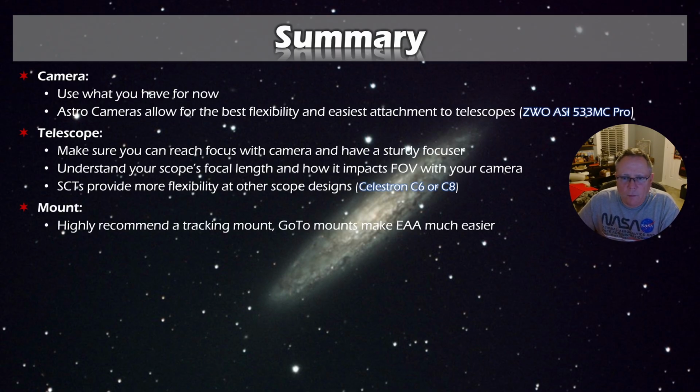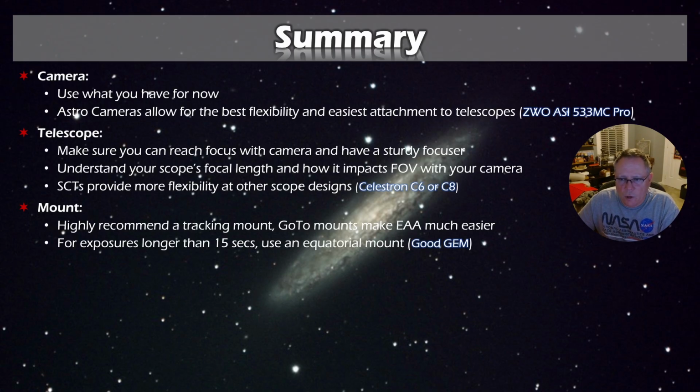In terms of mount, I highly recommend that you get a tracking mount. Go-to mounts make EAA so much easier. And if you're going to be doing exposures longer than 15 seconds, you definitely want a good equatorial mount. And I would recommend going with a good German equatorial mount, as they tend to be a little bit easier to set up and a little bit easier to transport than, let's say, a wedge-mounted telescope.